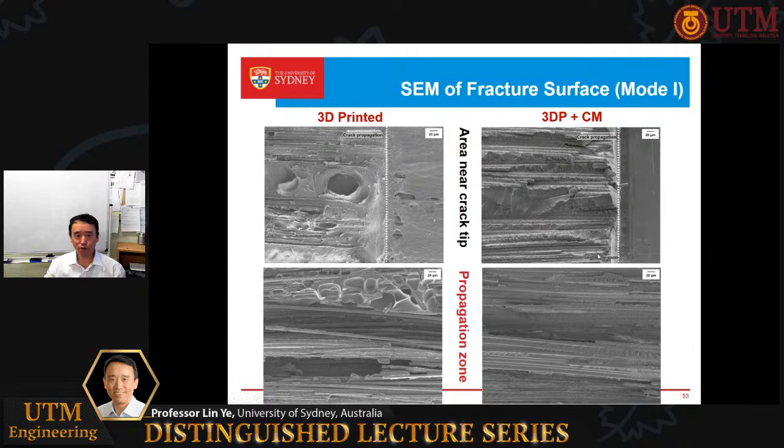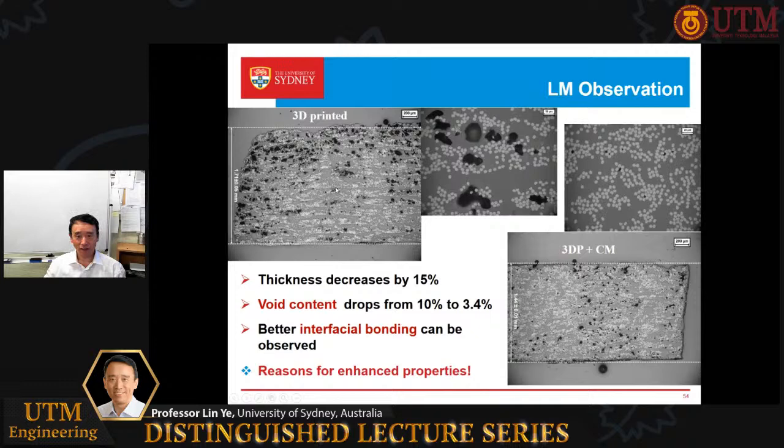So if you look at the void, after compression molding the void content has been substantially reduced. Basically the thickness reduced by 15%, and the void content dropped from 10 to about 3%. So that basically hints that the reduced void content really increases the property.